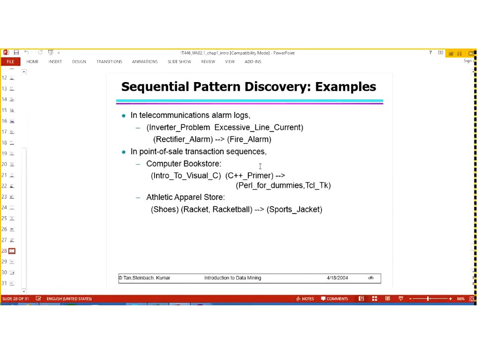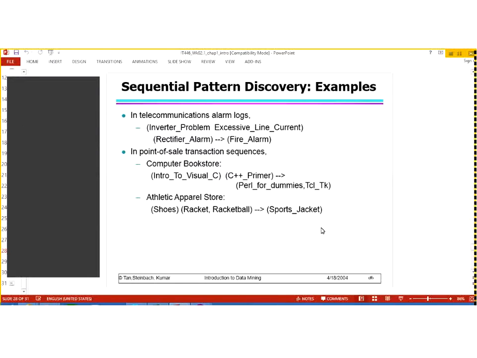Another example is in point of sale transaction sequences. They have found the following rule: when customers in a computer bookstore buy a book introducing Visual C, then buy a textbook about C++, this pattern of buying Visual C, then C++, would usually lead to buying a third book, which is called Perl for Dummies. Another example for point of sale is in an athletic apparel store. They have found the following rule: if you buy shoes followed by buying a racket and racquetball, then usually this will lead to buying sports jackets. Okay?